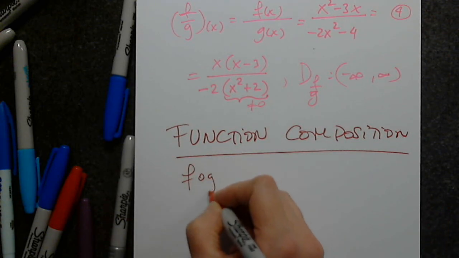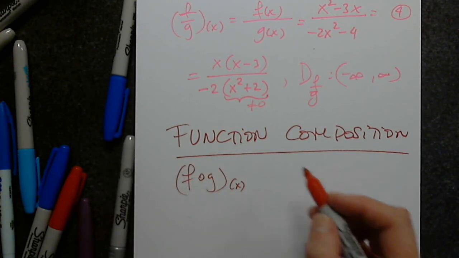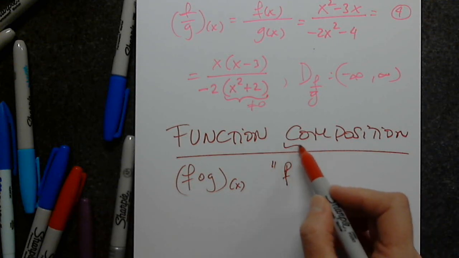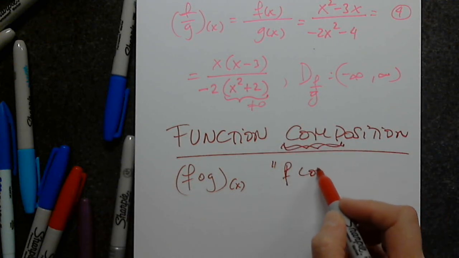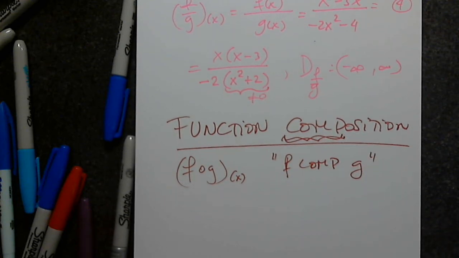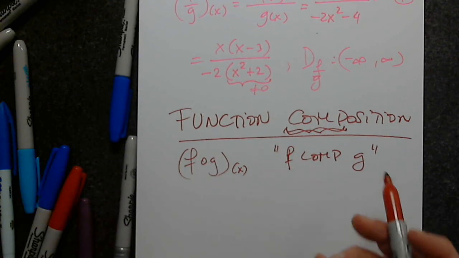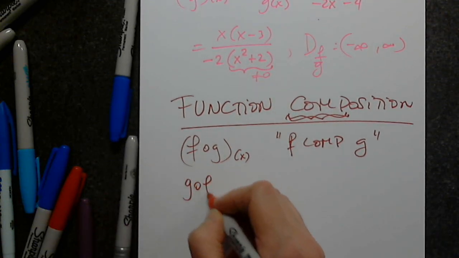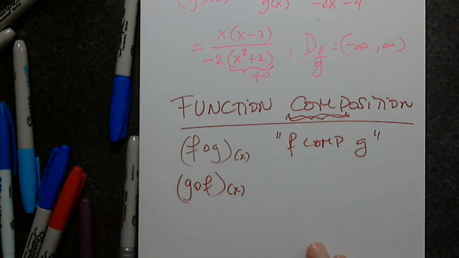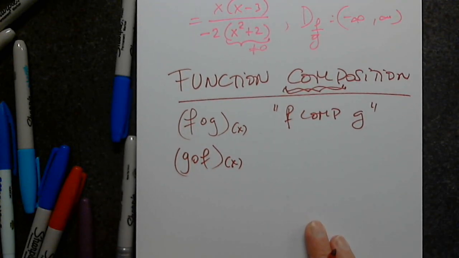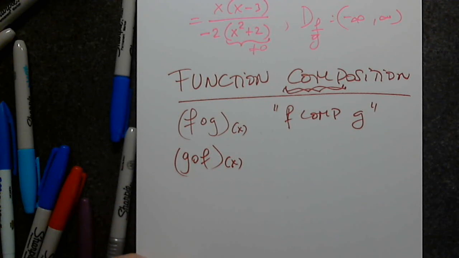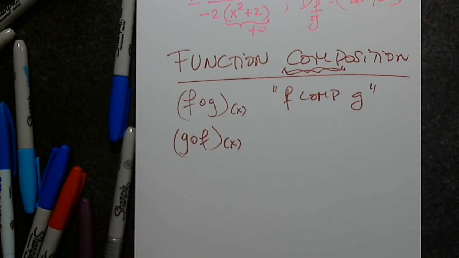So here's one possibility. We read this f comp g. You can also read it as the composite of f and g. It's up to you. In short, f comp g. We also have g comp f. We have f comp f, g comp g, and we can go on forever with 2 functions or more. But the question is, what does this mean? Okay, it looks interesting. But what does it mean?